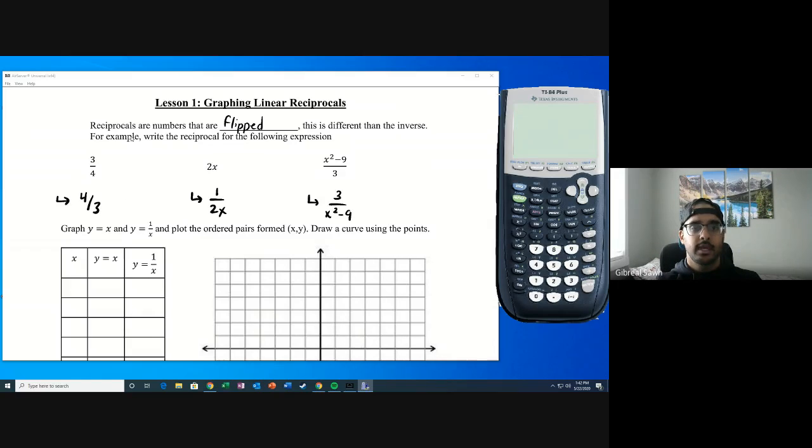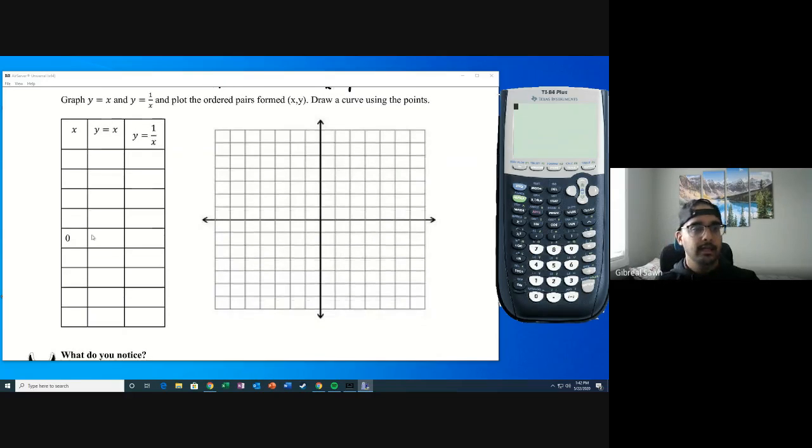But as these get a little bit more complex, we're going to see those graphs become a little bit more complex as well, and we're going to analyze what happens to those pieces. So let's start with an easy case. Let's start with the regular old graph y equals x and its flipped version, and we'll see what happens. So we'll plot some ordered pairs that form x, y, draw the curve using the points. Okay, so we'll pick some values for x, get their y values, and then we're going to flip those x values to see what happens for the reciprocal graph.